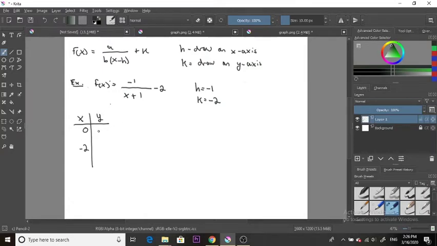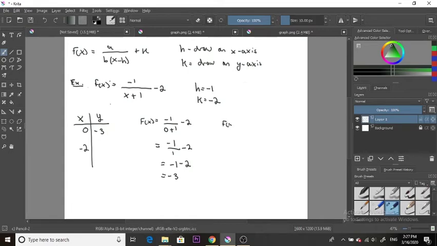Now, to find my y value, I'm going to take my x and plug it into the formula up here. So f of x is equal to -1 over 0 plus 1 minus 2. This becomes -1 over +1, because 0 plus 1 is 1, minus 2. -1 divided by +1 gives me -1. And then -1 minus 2 gives me a total of -3. So that's my first point right there.